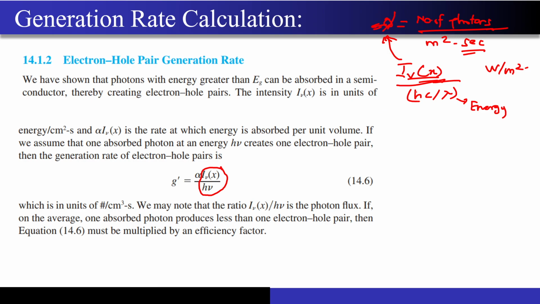So now this IV of X divided by h mu is nothing but hc by lambda, which is the energy of the incident light, correct? This is nothing but the photon flux, that is the number of photons, and if I multiply it by the absorption coefficient, I will get the generation rate of the electron hole pairs because of the absorbed photons, correct? So remember this formula, we will be extensively using it while solving the numericals today: alpha into the power density divided by the energy of each photon.